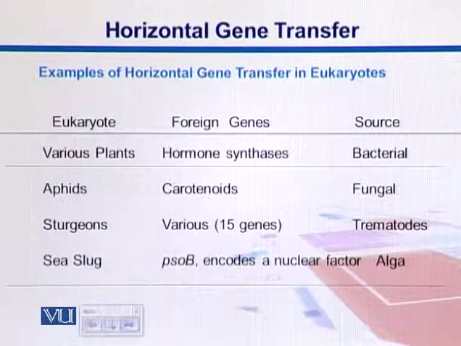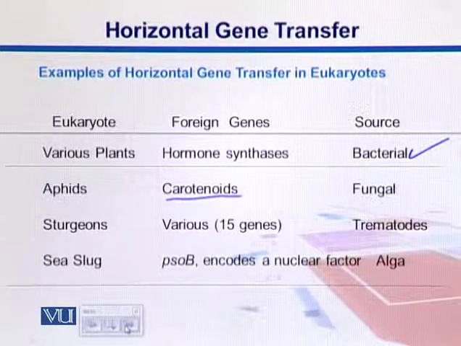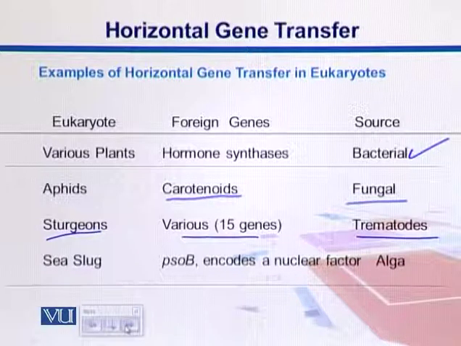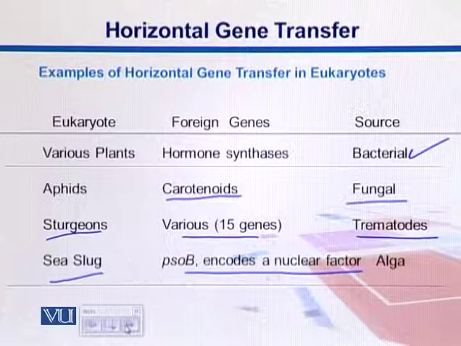So here is another example in which we see the horizontal gene transfer in eukaryotes. So we have different plants, so they have hormone synthase gene that is suspected to be coming from bacteria, aphids, insects, so they have carotenoids, the origin may be fungal, sturgeons, they have some 15 genes which are coming from trematodes, sea slug that has PSOB which actually encodes a nuclear factor, the source is some alga.